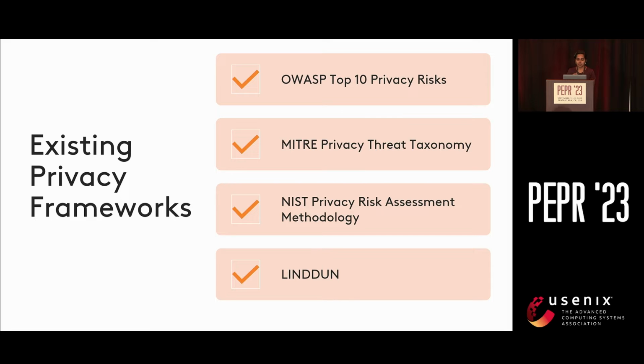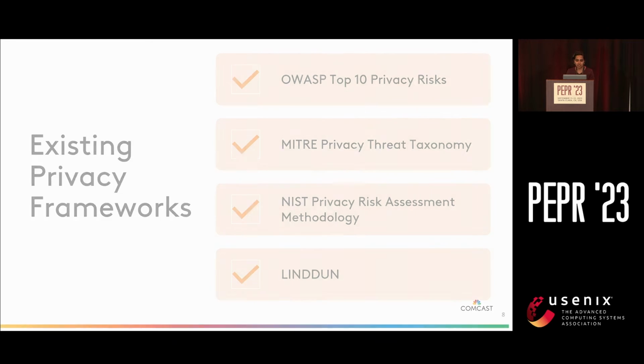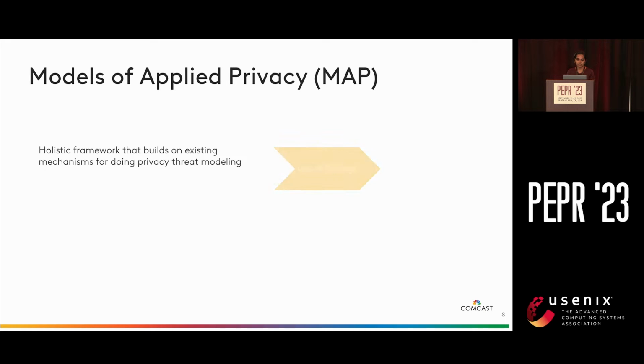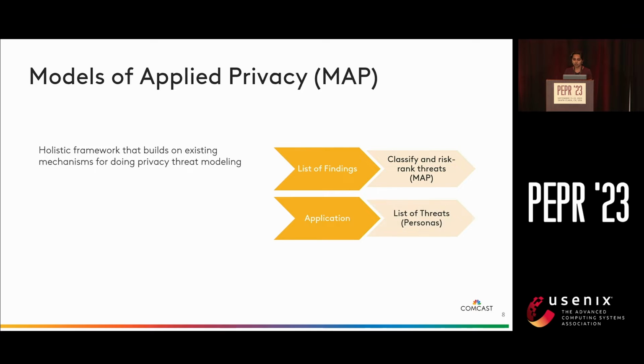Some of the existing privacy frameworks that we look at are the OWASP Top 10 Privacy Risks, the MITRE privacy threat modeling threat taxonomy, NIST PRAM (the privacy risk assessment methodology), and LINDDUN. So what we are trying to do here is combine these different frameworks to create a holistic process that people will be able to use to either risk rank existing privacy findings that they have made in previous threat models, or find new privacy threats to their application.